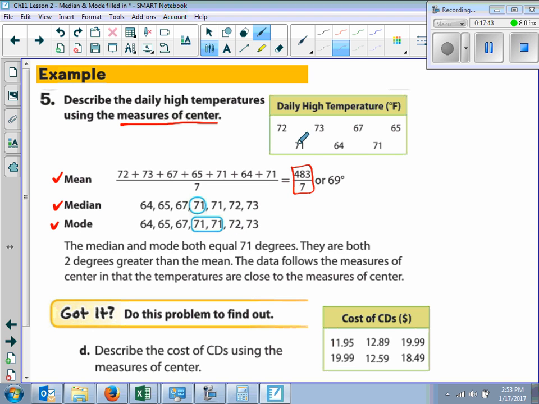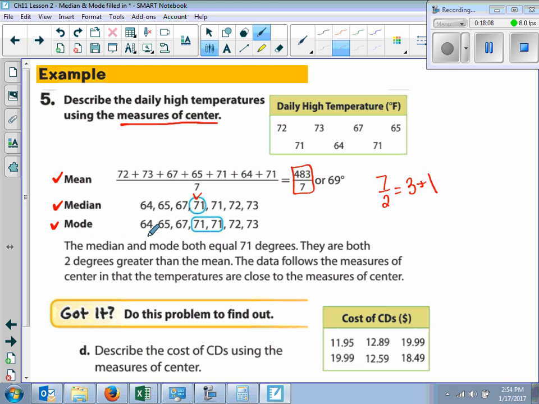The median, after we put the data in order from least to greatest, we get the middle number. So that's 7 numbers in the list. So 1, 2, 3, 4, 5, 6, 7. 7 divided by 2 gives me 3. And then we're going to add 1 so that we can get to the middle number. So 1, 2, 3, and so 71 is our median.